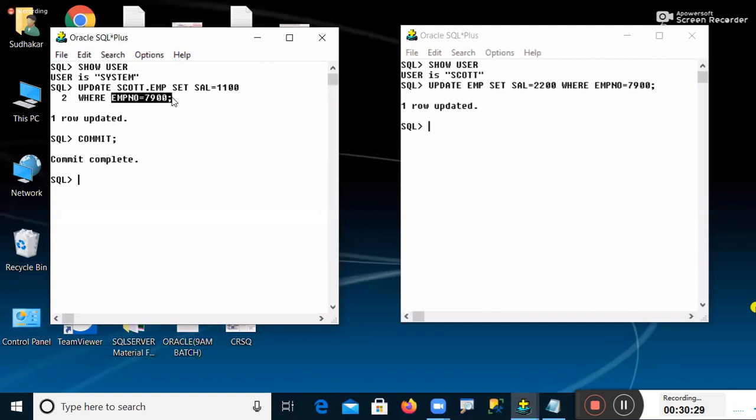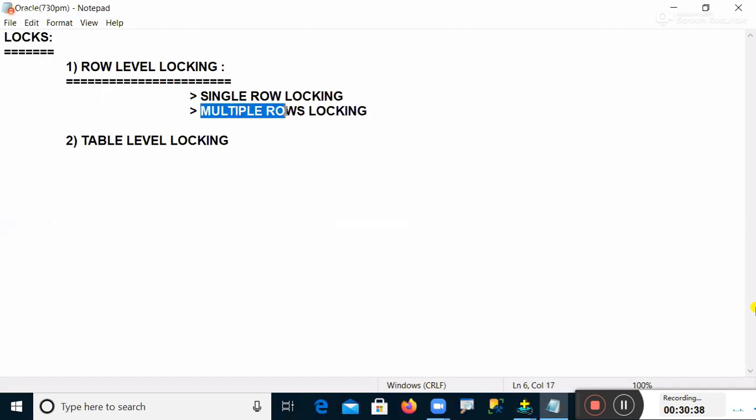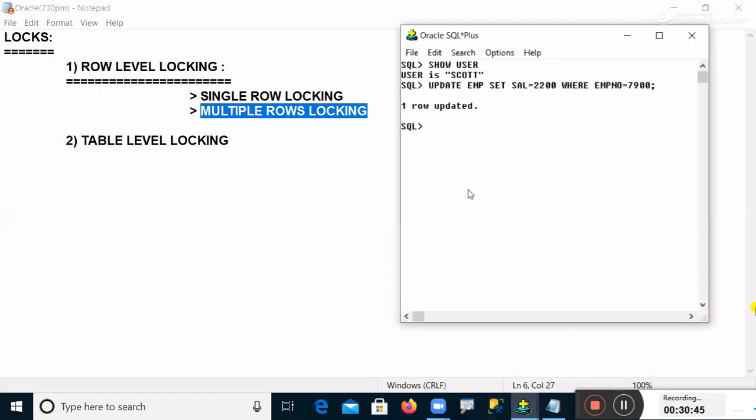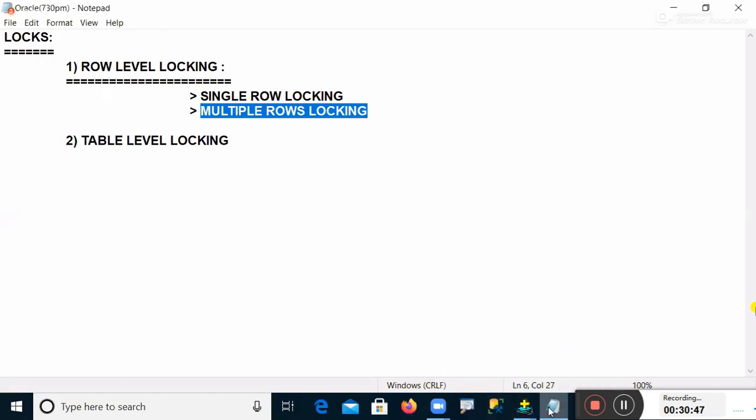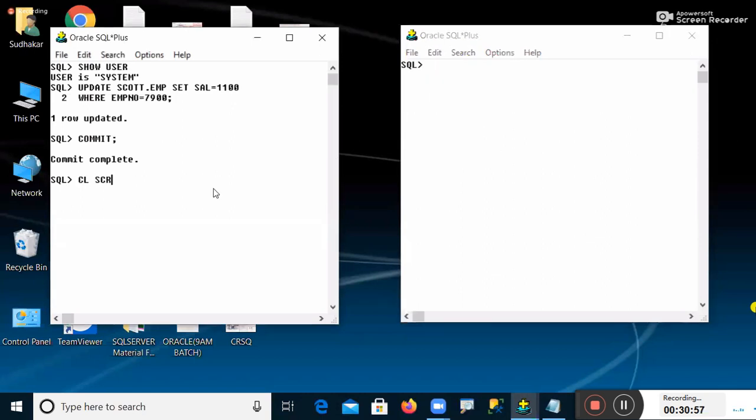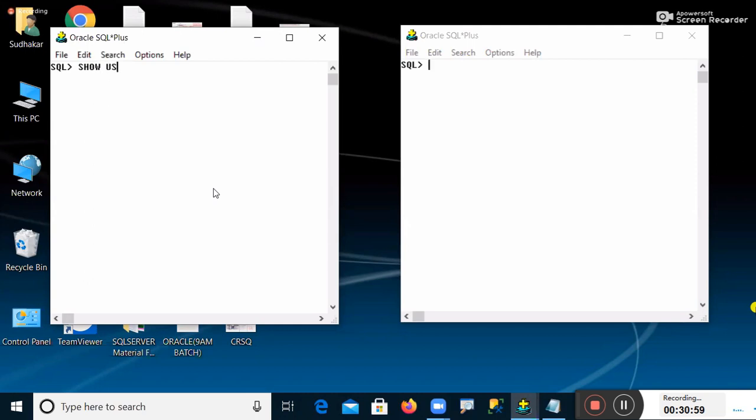Okay, so this is what we call single row locking. In the same way, multiple row locking also happens. For example, let us see multiple rows. So now I have to take two users. Here I am going to do rollback, then clear it, and this is also cleared. And he is the user of system, and he is the user of Scott.